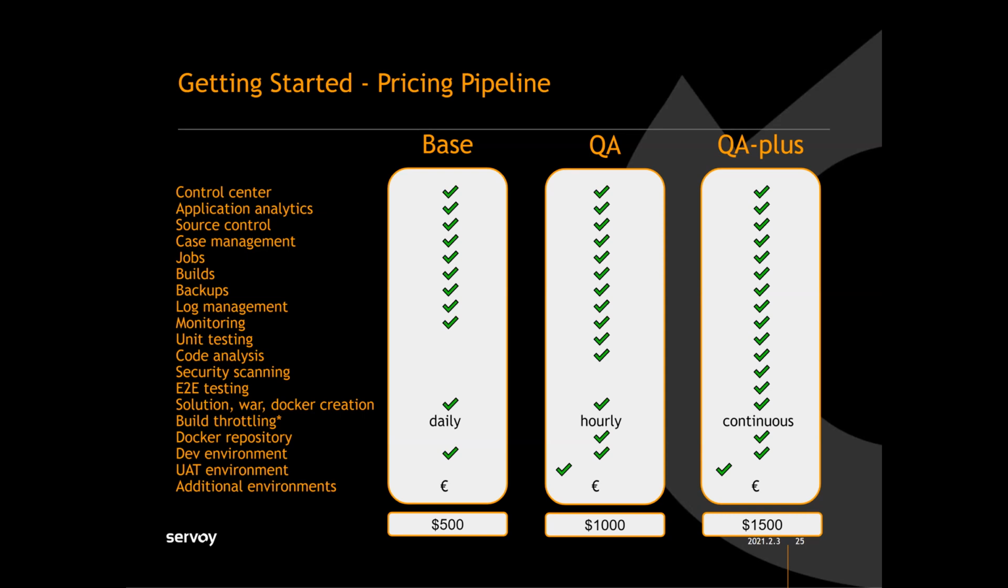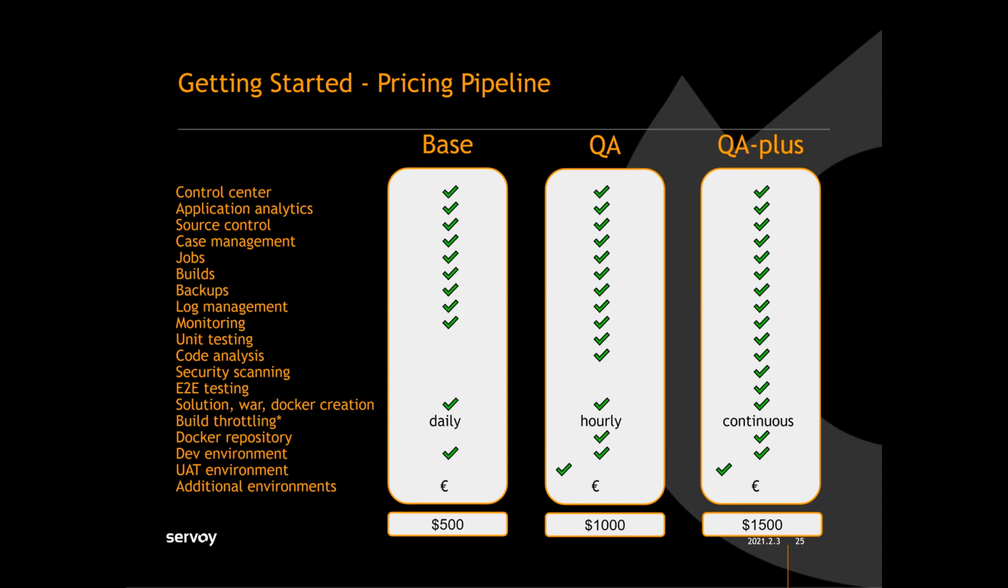If you up it a notch, you get more focused on quality. You do things like unit testing, code analysis. You probably want to build more often. You see there that we do build throttling in the base versus the higher levels. It's fair use, but we try to keep customers not building continuously every minute if you're in base.